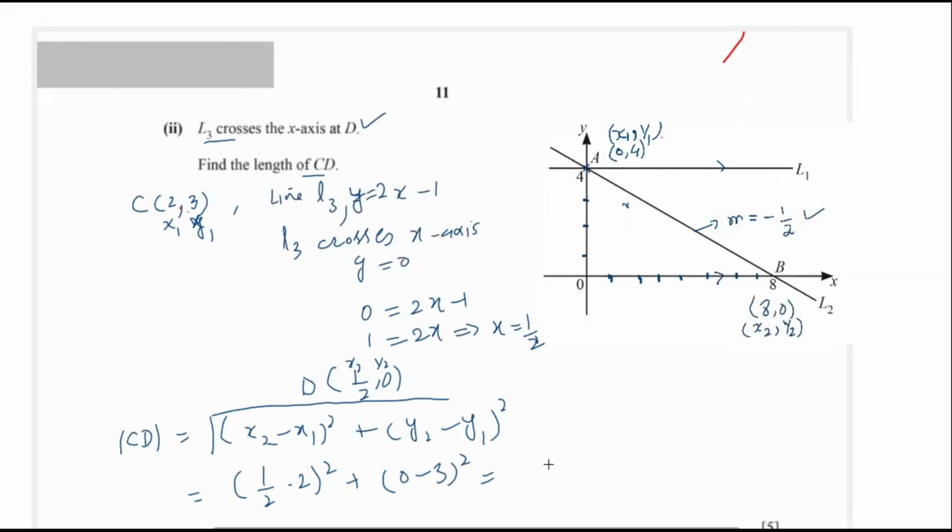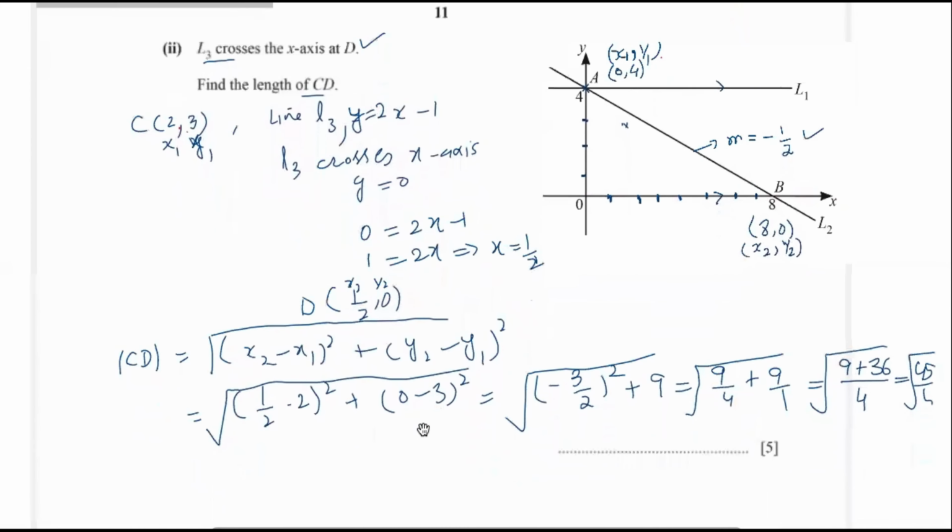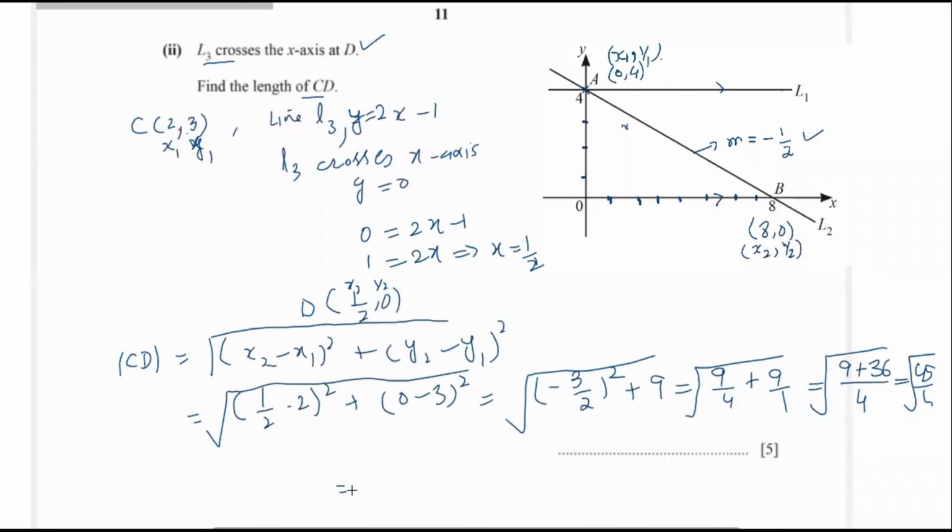Now we can write it as (minus 3 over 2) whole square plus (minus 3) whole square, which is 9. We can write it as 9 over 4 plus 9, and that is equal to (9 plus 36) over 4, which is 45 over 4. Taking the square root of this value, the square root of 45 over 4 is 3.354. This is the CD length, and this is the answer.